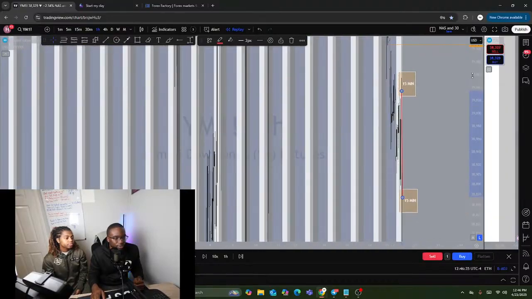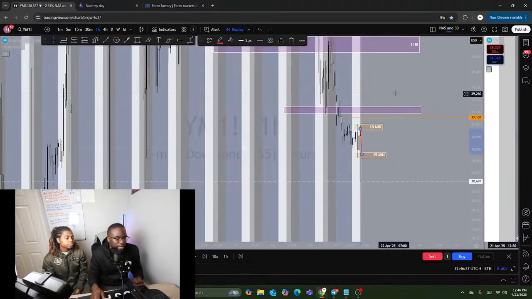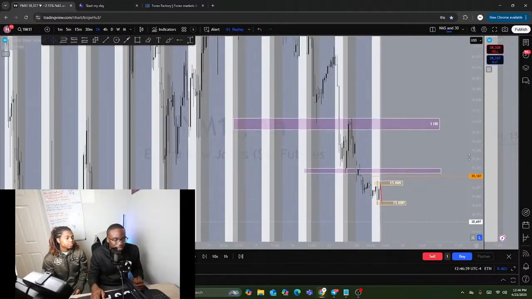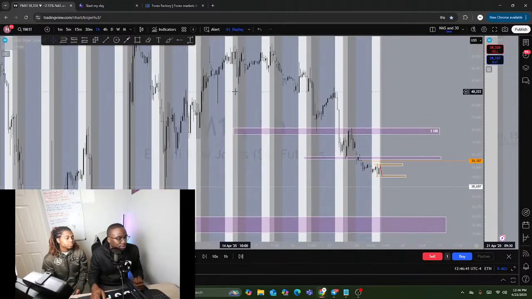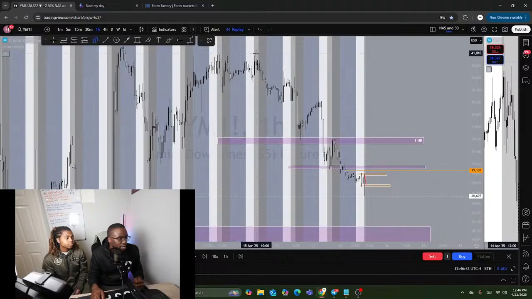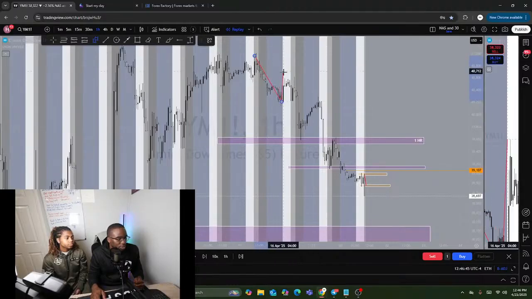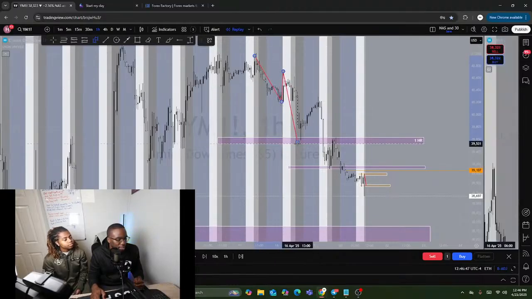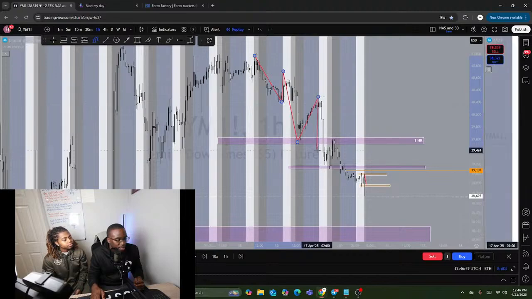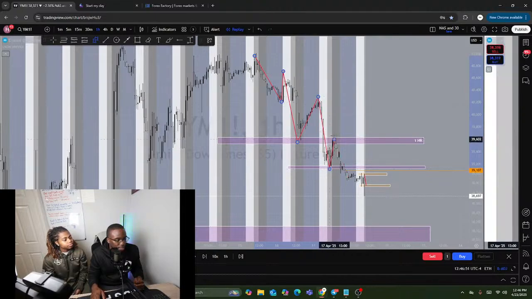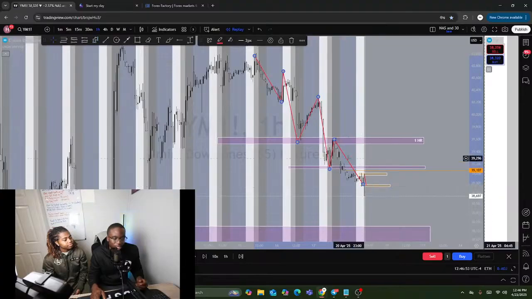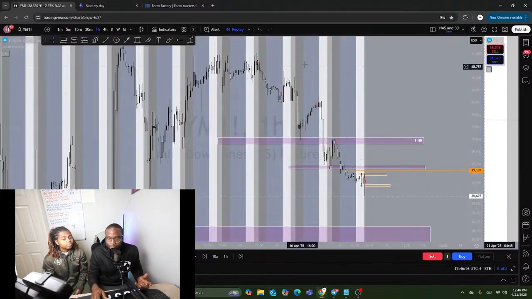We start from the 1 hour time frame. What does the trend look like? The trend looks bearish, right? It's dropping, creating lower lows, lower highs, lower lows, lower highs. We can agree that the trend is bearish on the 1 hour, right?